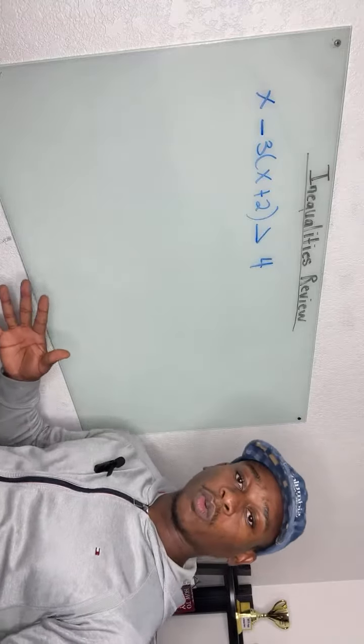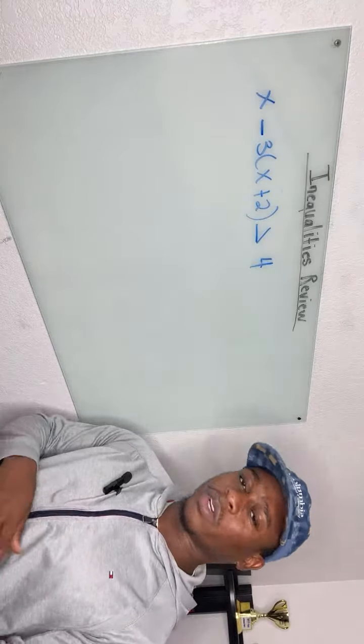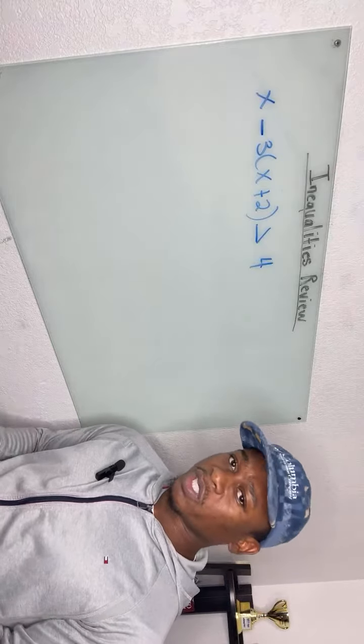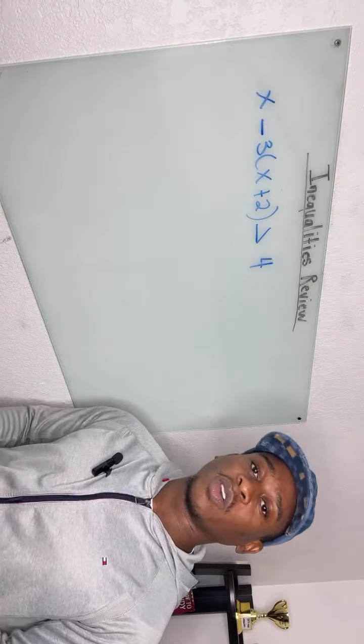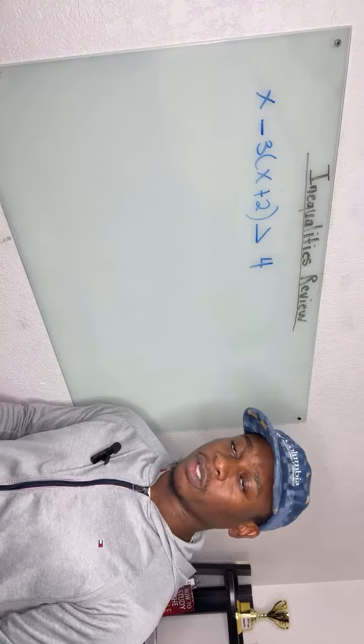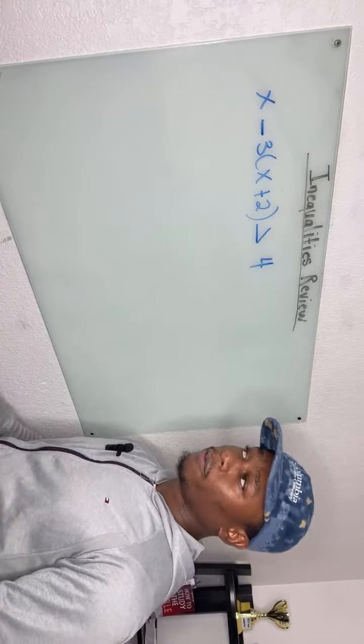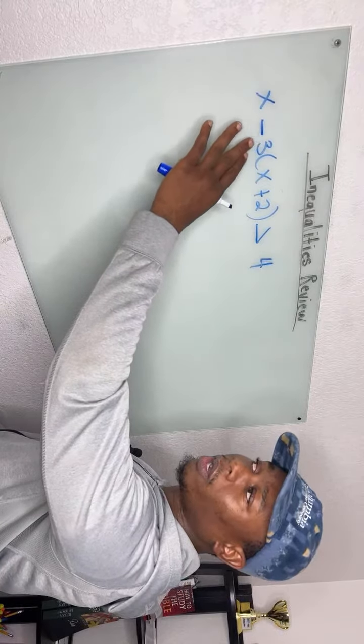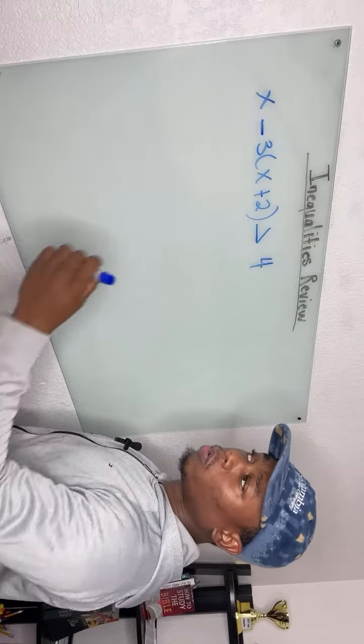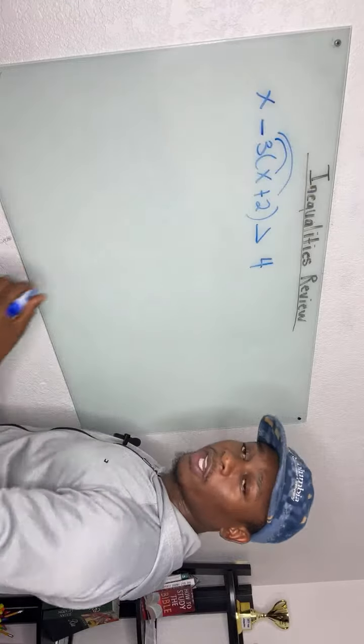All right, so we're working with a multi-step inequality, meaning we're going to take at least 2 or more steps to solve, and we're going to graph the inequality and come up with the interval notation. So here are some important things to know. Number one, just make sure you remember that we're not going to do x minus 3. What we're going to do is distribute this 3 to x and 2.